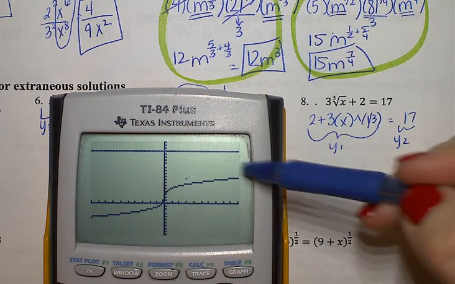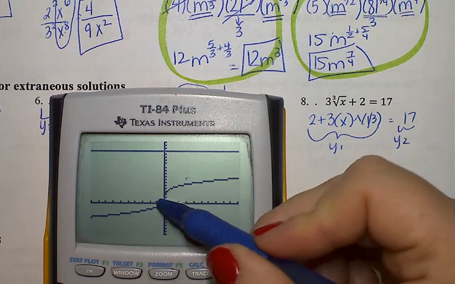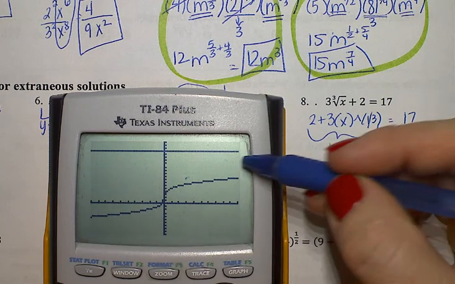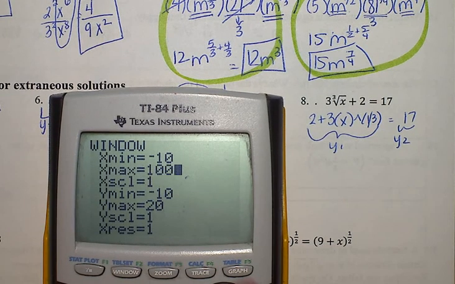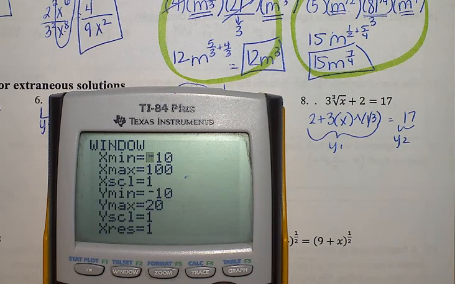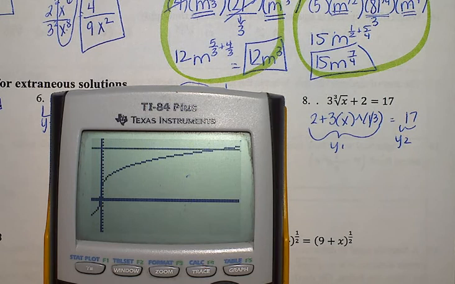I want to know where do they cross. As a reminder, unless there's been a reflection, with cube root functions end behavior, as you go to the right, it continues to go up. As you go to the left, it continues to go up. So I know eventually they're going to cross. I have a long ways to go. So I'm going to start by going out to the right, and I'm going to try 100 first. Okay, 100 is getting closer, but it's not quite there. I'm going to try 150. So I can see they cross right here.